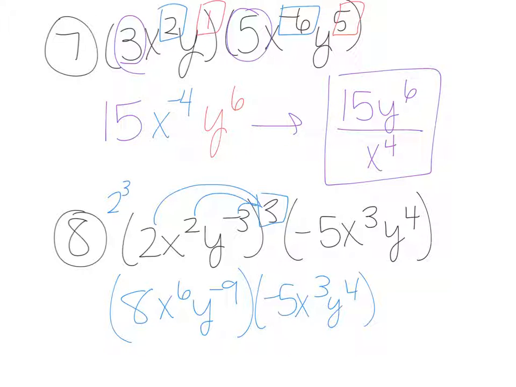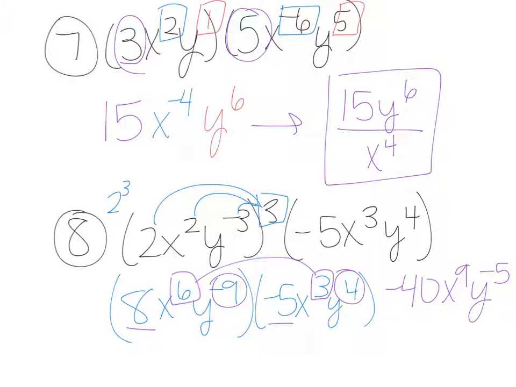Now to wrap this one up, we're multiplying. So the big numbers, you multiply, and you get negative 40. The small numbers, I'm going to add, since we're multiplying. The exponent rule with multiplication is add. Excuse the noise, I'm just trying to wrap this up. Then the y's, we're also adding. You get y to the negative 5.